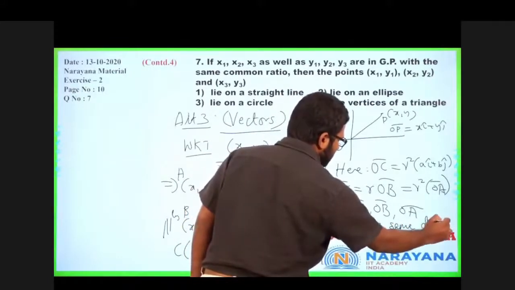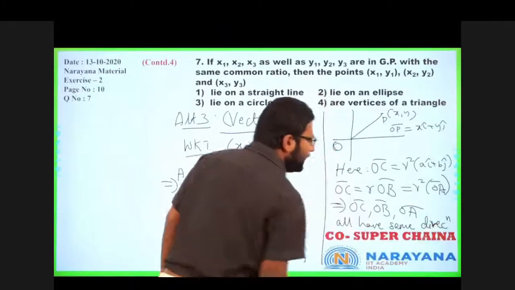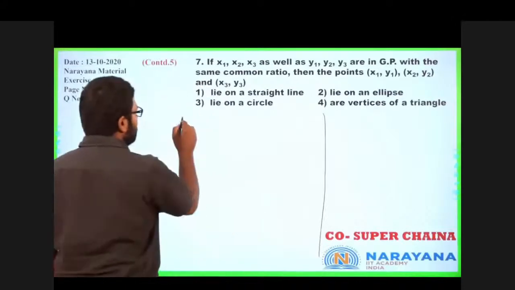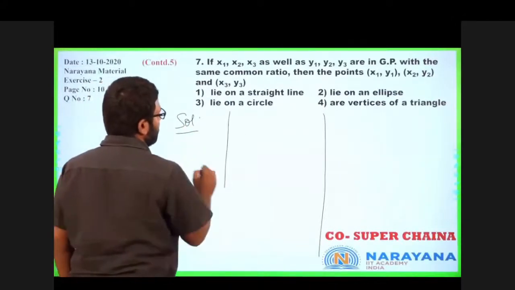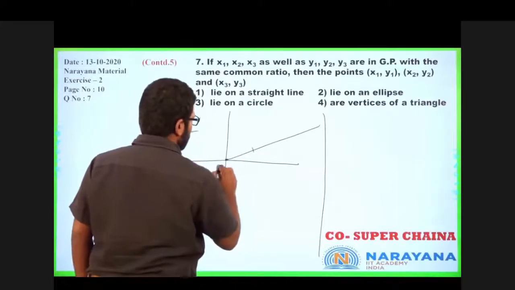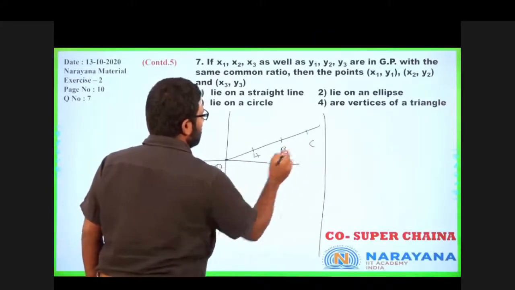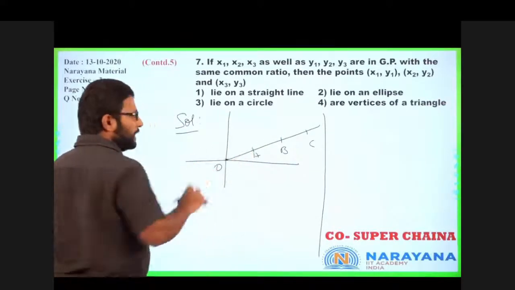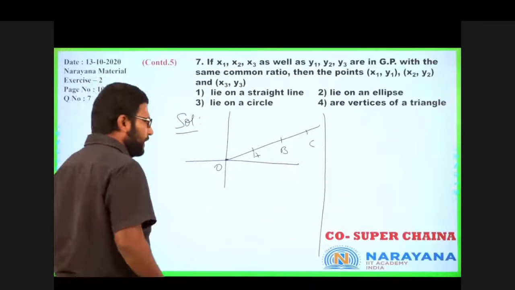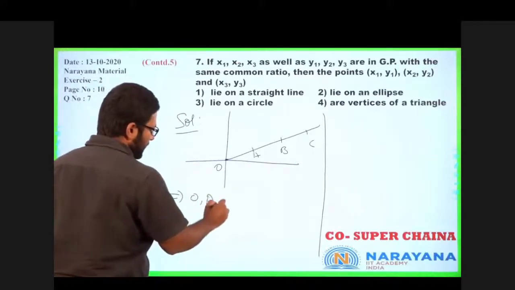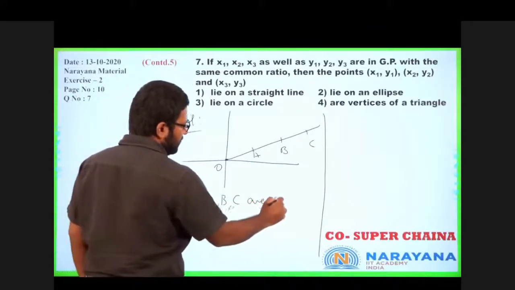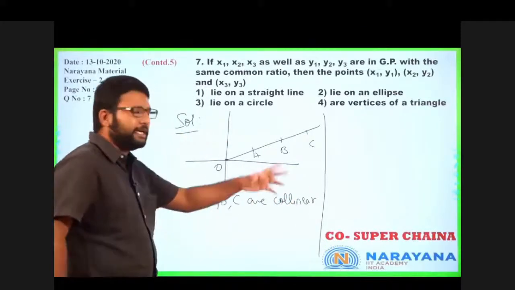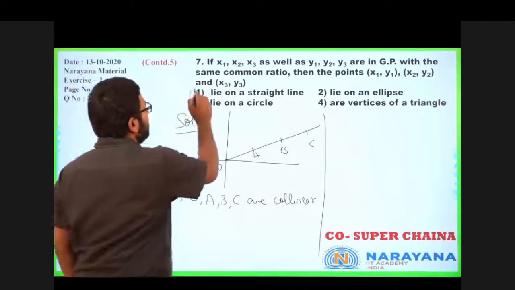Correct? And if OC, OB and OA all have same direction, what does that mean? It means OC is r square, OB is r, OA is whatever the original length was. Which means A, B, C are collinear. Not only ABC, even OABC are collinear. They will all fall in a straight line.